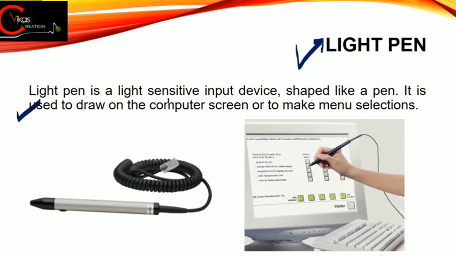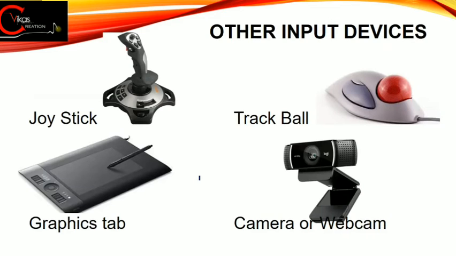So light pen is a light sensitive input device. It's shaped like a pen. It is used to draw on the computer screen or to make menu selections, fine. Our light pen looks something like this, fine. It can either have an RJ45 connector or it can have a USB connector also, fine. But nowadays these light pens are not used. Instead of using these light pens we have some touchscreen displays, or we can also use some graphical tablets, fine.